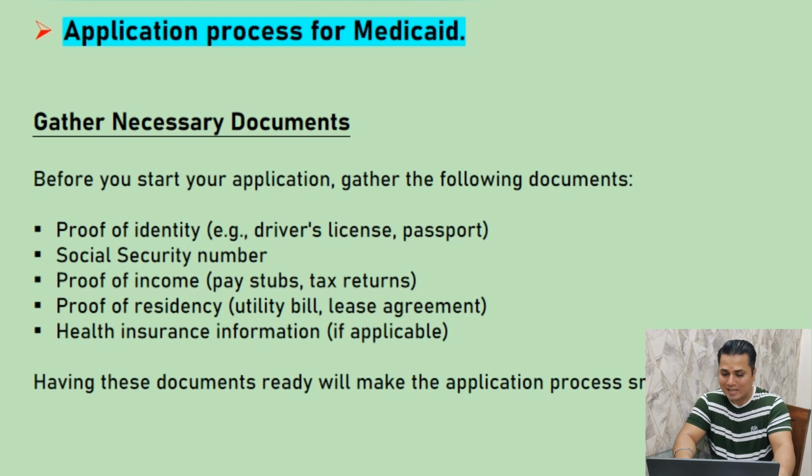Application process for Medicaid. Gather necessary documents. Before you start your application, gather the following documents: proof of identity, for example, driver's license, passport, or social security number; proof of income, like pay stubs or tax returns; proof of residency, like a utility bill or lease agreement; and health insurance information, if applicable. Having these documents ready will make the application process smoother.